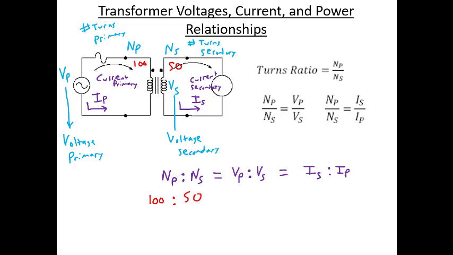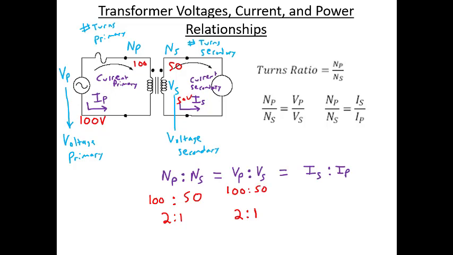So that means that the ratio between the number of turns in the primary and the number of turns in the secondary would be 2 to 1. The way that we'd figure that out is we just divide the bigger number by the smaller number, and we get 2 to 1. So that means that the voltage of the primary to the voltage in the secondary is also going to be 2 to 1. So if the voltage in the primary, let's say, was 100 volts, the voltage in the secondary would have to be 50 volts.